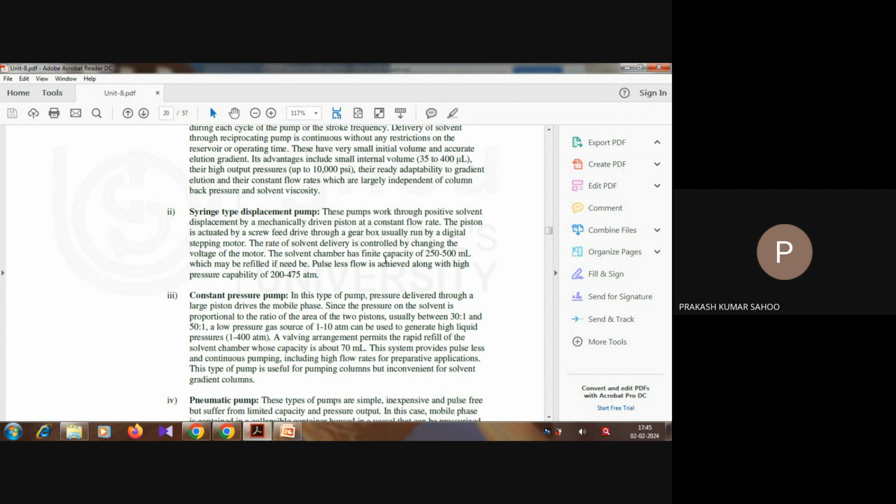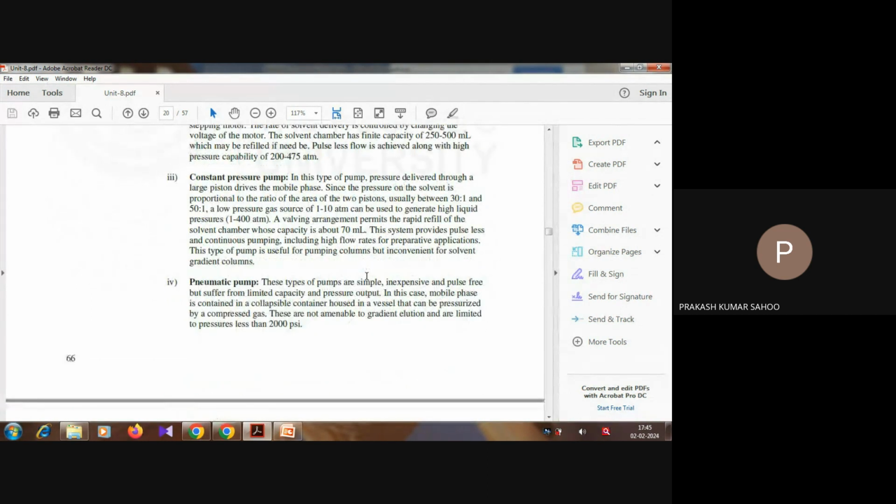So these are some capacity and pressure capabilities of the series type displacement pump, which is further moved to the constant pressure pump. Let me try to remember the various data in the constant pressure pump. The solvent is proportional to the ratio of the area of the two pistons, in between 30 to 1 and 50 to 1 ratio. And here it generates a liquid pressure of 1 to 400 atmosphere.